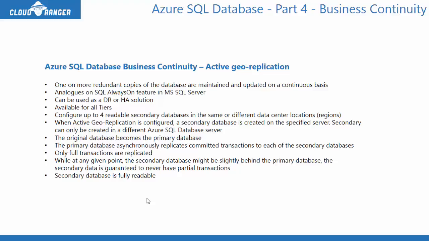So your transaction is committed to your primary. Once that's committed, that's when it replicates, and the replication will make sure it's committed on the other one as well. There are no partial transactions. And like I mentioned, the secondary database is fully readable. All your secondary databases will be fully readable, so you can actually use these copies for other things. Like I mentioned, most commonly it will be for replicating.